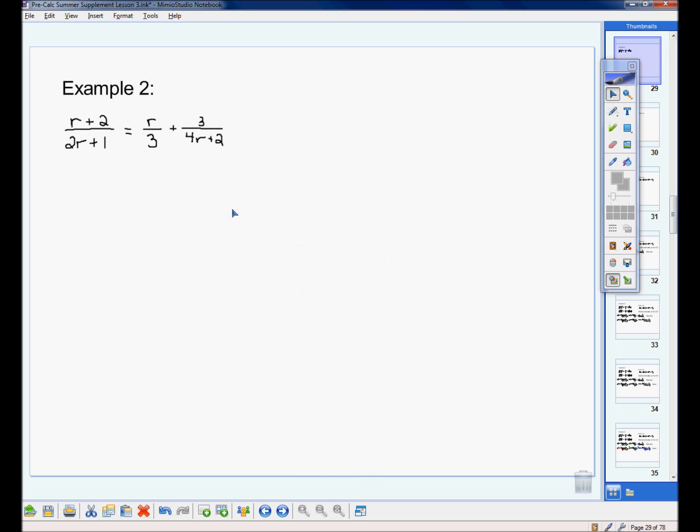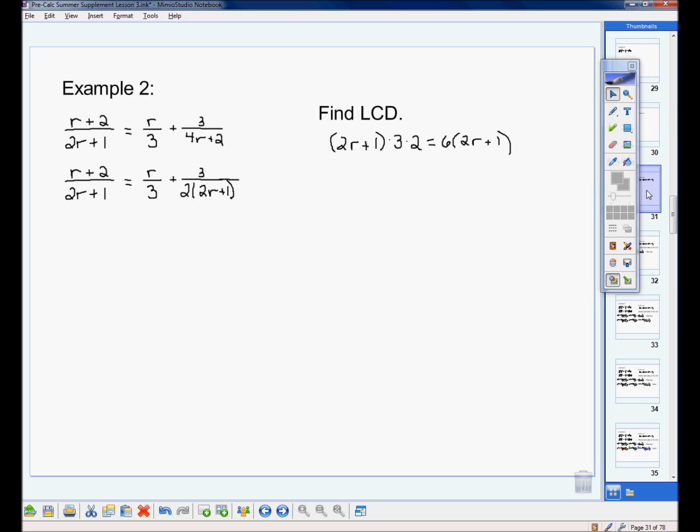All right, now this one is a little bit more complicated as far as seeing what the common denominator is. We will have to factor a little bit here. So let's do that. We're going to find the least common denominator. So when we factor, we get 2r plus 1 has to be part of it. We need a 3. And we need an extra 2 from this fraction. The 2r plus 1 from here is already covered, so we don't need that again. We'll simplify our least common denominator.